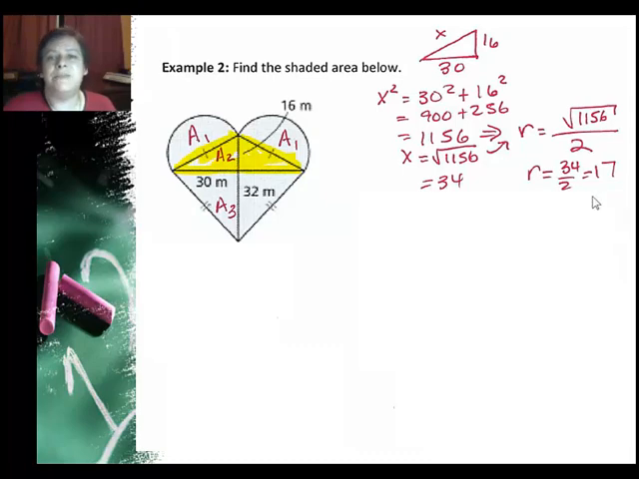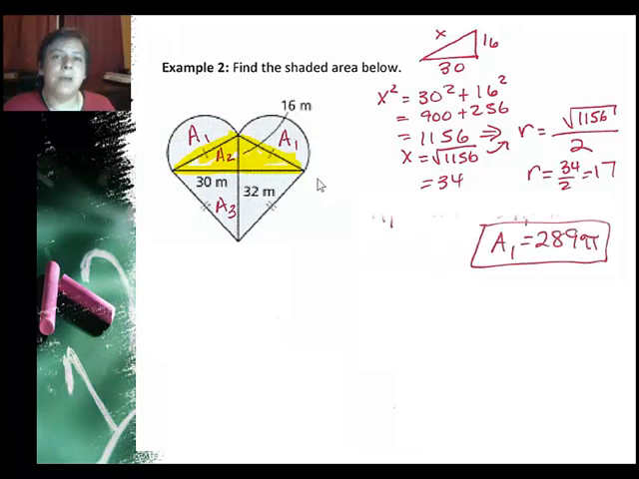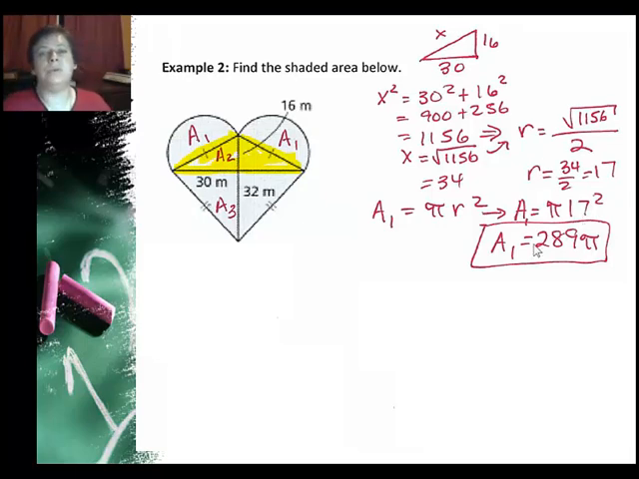And that is 17. Then it becomes a real quick matter of using the formula for the area of a circle, pi r squared. Area equals pi times 17 squared, or 289 pi.